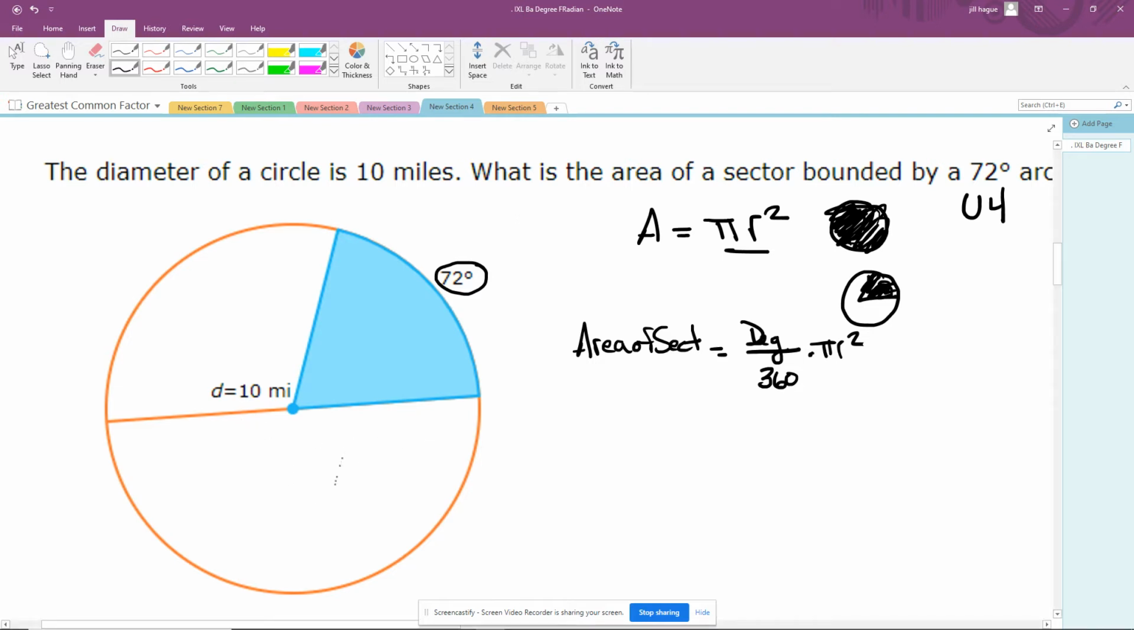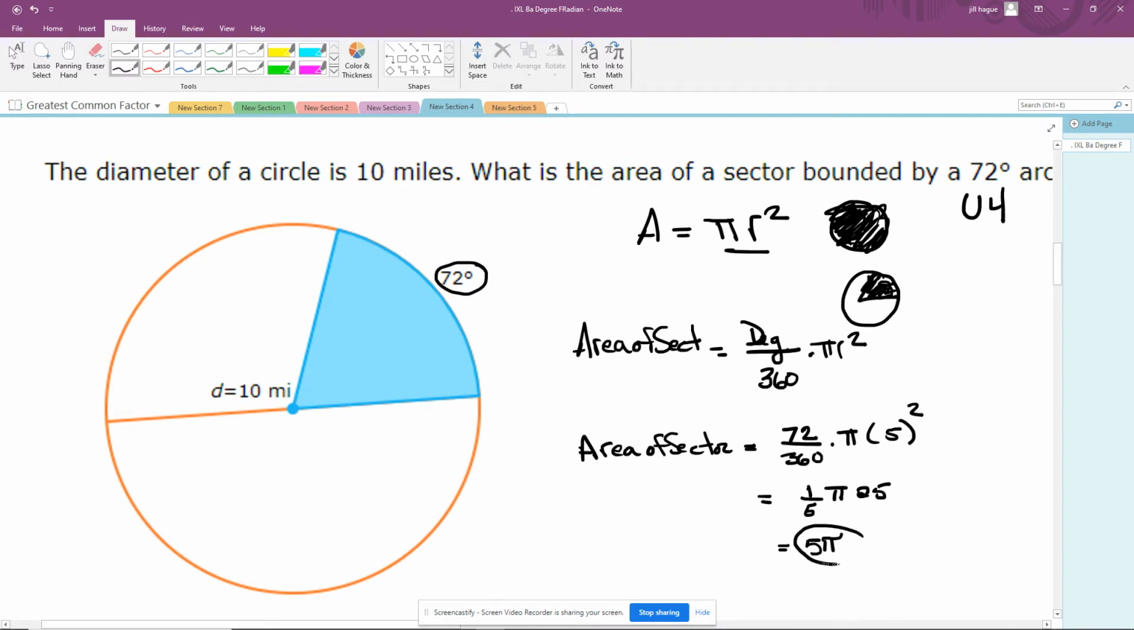Okay, so on this particular problem, the area of that sector is going to be equal to 72 divided by 360 times pi times r, which the diameter is 10, so the radius is 5 squared. If we do that out, 72 divided by 360 is 0.2. Or you could reduce this to 1/5. That might actually be an easier way to think of it. Times pi times 25. And 25 divided by 5 we know is 5. So the area of my sector is 5 pi. And that would be your answer.